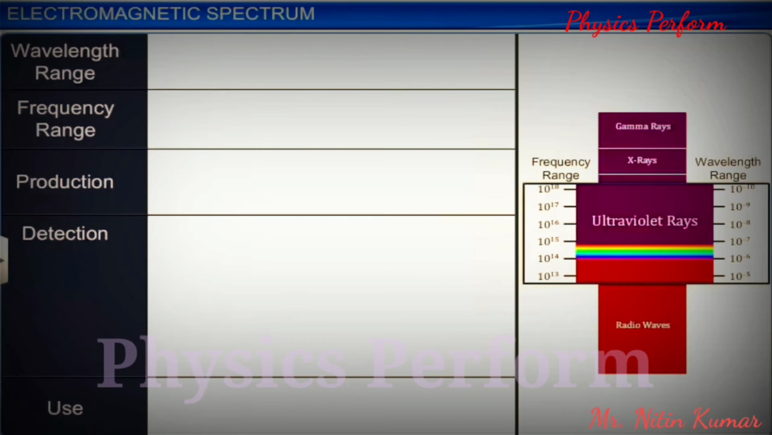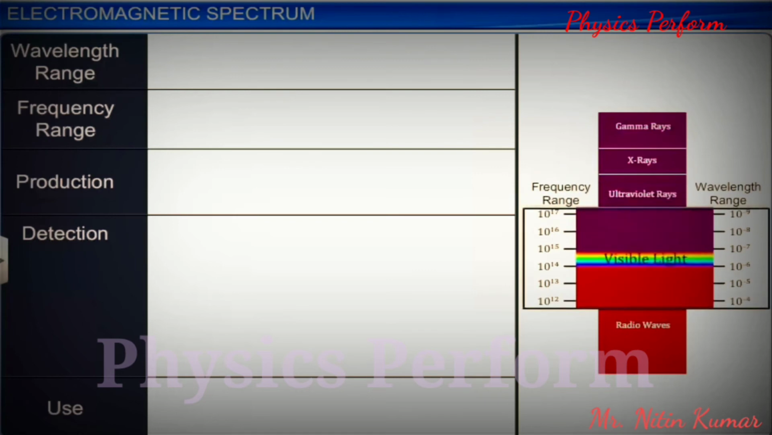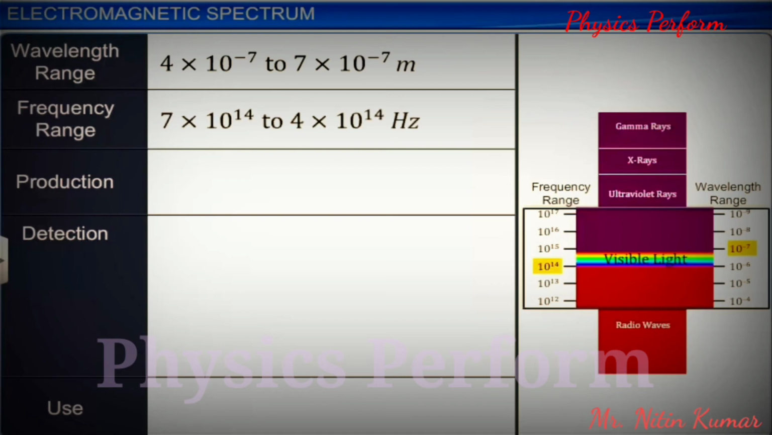Now, let us discuss the most familiar form of electromagnetic waves, that is, visible light. The wavelength of visible light is in the range of 4 × 10⁻⁷ meters to 7 × 10⁻⁷ meters. The frequency of visible light is in the range of 7 × 10¹⁴ Hz to 4 × 10¹⁴ Hz.